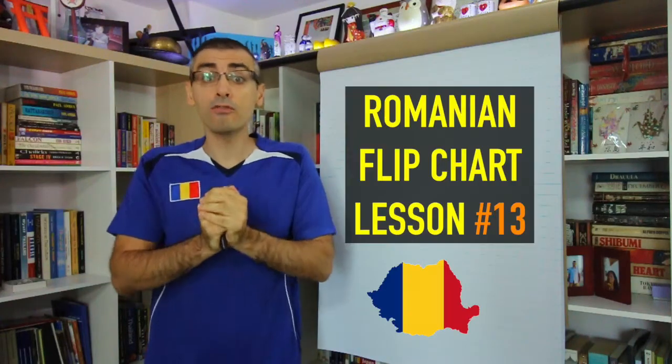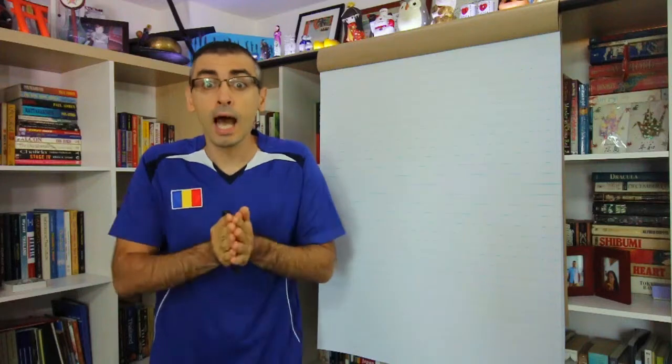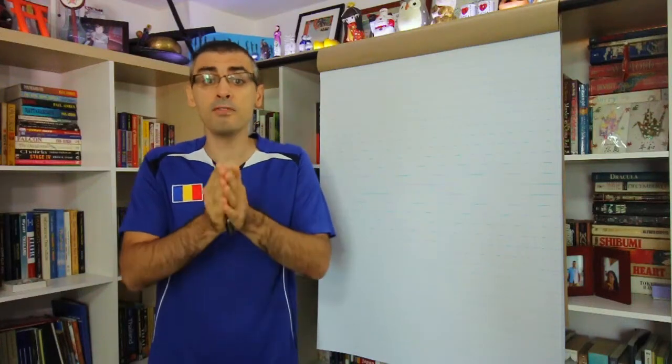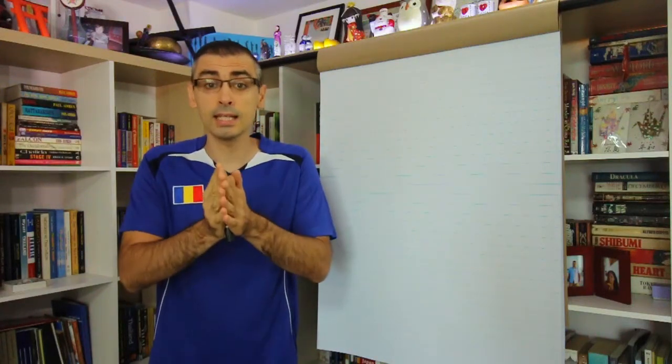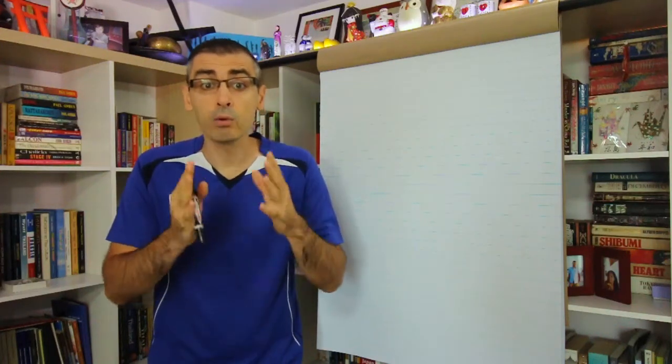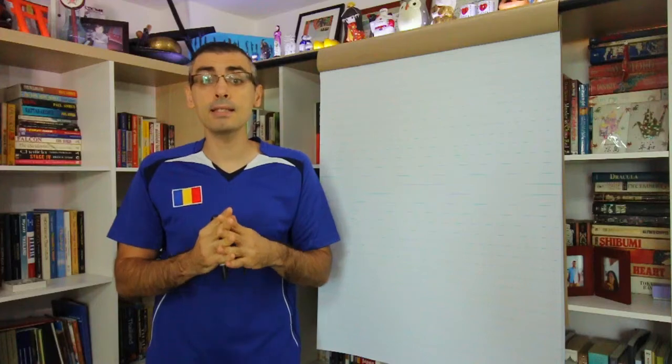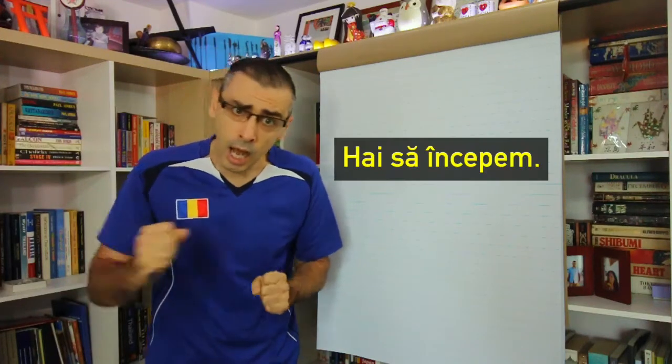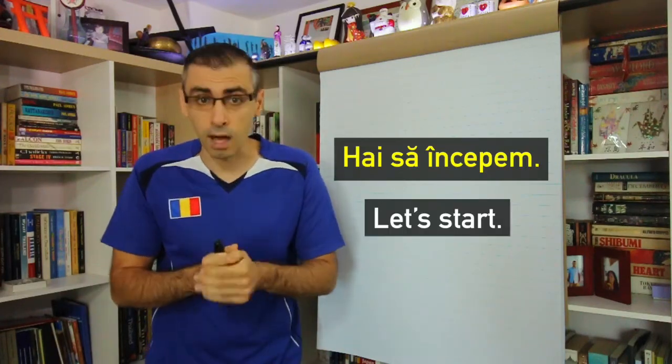In this episode of Romanian Flip Chart Lessons, I will use one of the top 25 most frequently used nouns in the English language and translate it into Romanian. Then I will spell the word and make a sentence and a question with it. Hai să începem! Let's start!